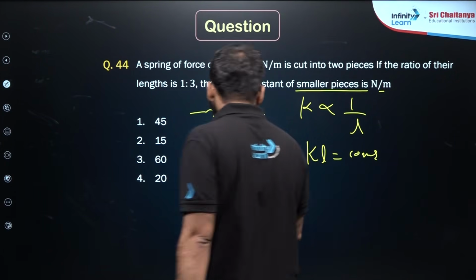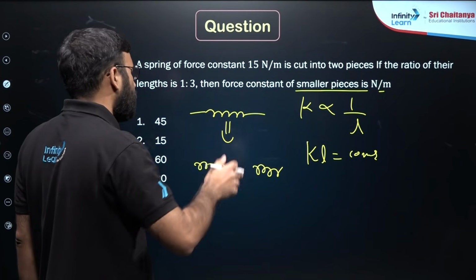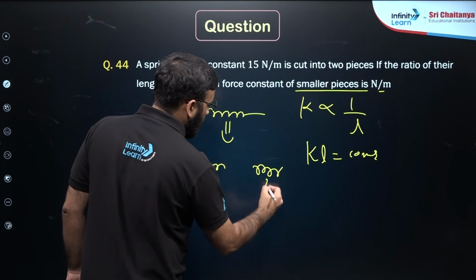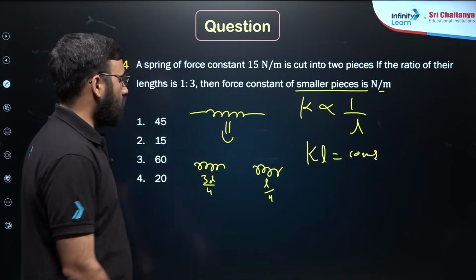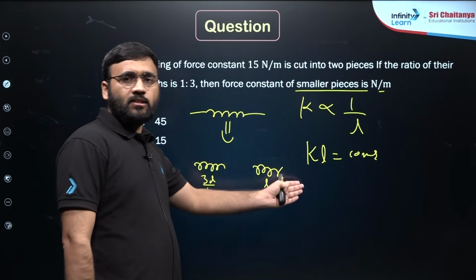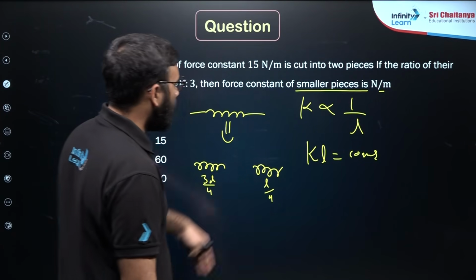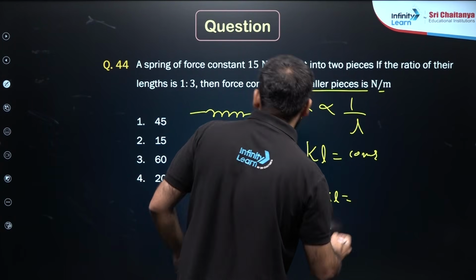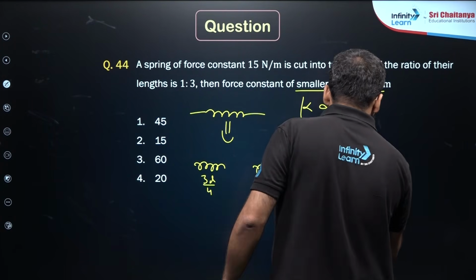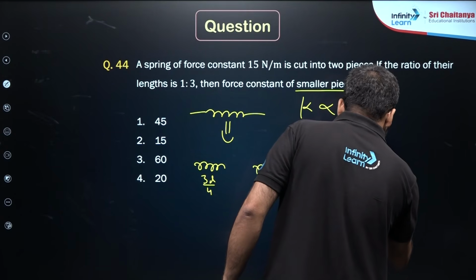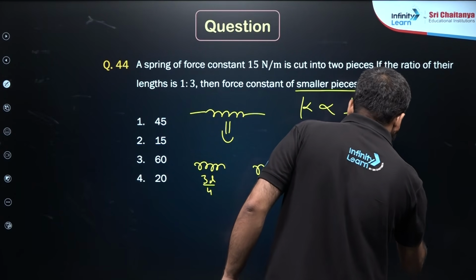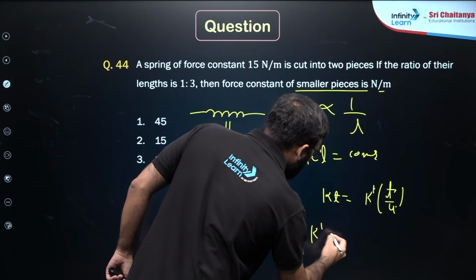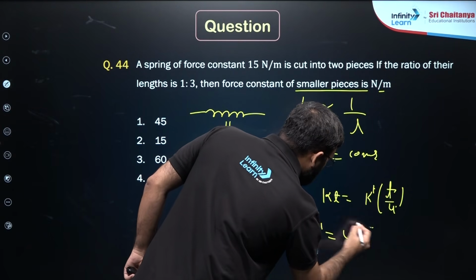So first one I will just consider 3l/4, okay, and l/4. So that its length and its force constant, k into l, equals constant, always constant. So k into l equals, for the smallest piece l/4, k dash into l/4. Okay, so l and l cancel out, k dash equals 4 times its k.